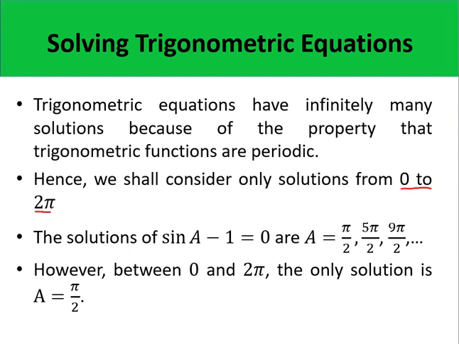The solutions of the equation sine A minus 1 equals 0 are A is equal to pi over 2, 5 pi over 2, 9 pi over 2, and so on and so forth. However, from 0 up to 2 pi, the only solution is angle A is equal to pi over 2. Now we do that by transposing the negative 1 to the right side, and we get sine A is equal to 1. So the only angle that will satisfy this equation is pi over 2 from the angle 0 up to the angle 2 pi.